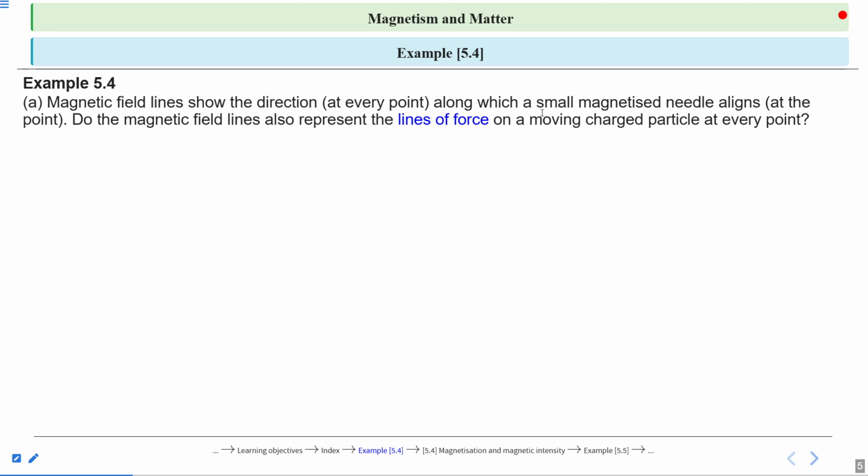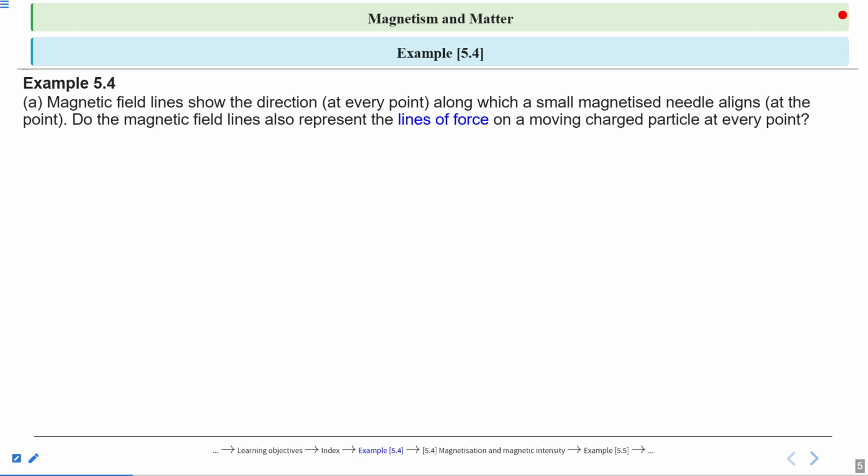As we know, in electrostatics, if a positive charge is placed in an electric field, the direction of the electric field also shows the direction of the force acting on the positive charge. Similarly, they are asking that if magnetic field lines show the direction along which a small magnetized needle aligns, do magnetic field lines also represent the direction of force on a moving charged particle?